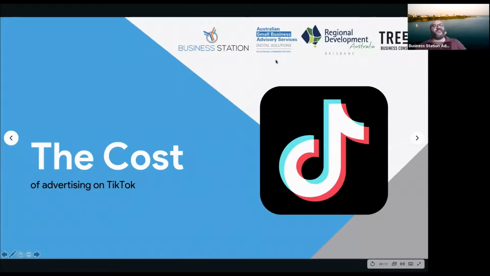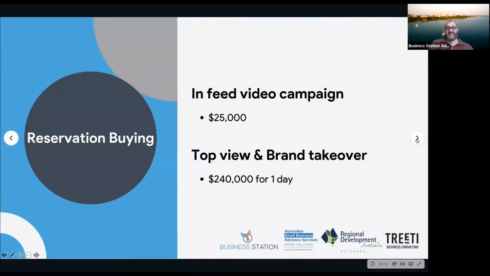Now, the cost of advertising on TikTok, this is when it's going to get a little scary. Please don't shoot the messenger on this one. But if you want to run these really premium placements, an in-feed video campaign, $25,000 a day. Crazy, huh? A top view or a brand takeover, so where you're forcing people to view your 3 seconds as they enter the app, or you become the top view, the number one thing that people should see on the For You tab, $240,000 a day. Wow, that's a lot of money.